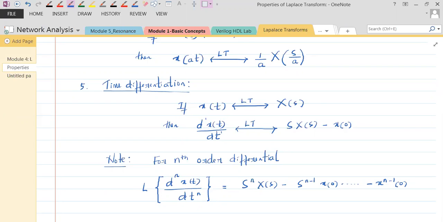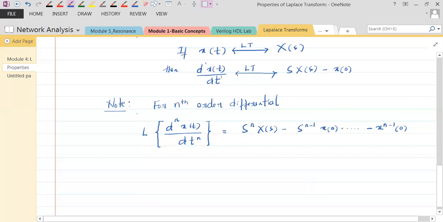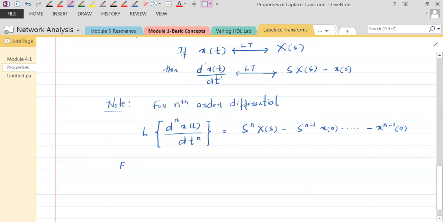So can you write the second order differential Laplace transform? Can you do that now? If you have second order, how is the Laplace transform of a second order differential going to look? For example, if your first order is what we have shown you, what would be the Laplace transform of d square x of t by dt square?